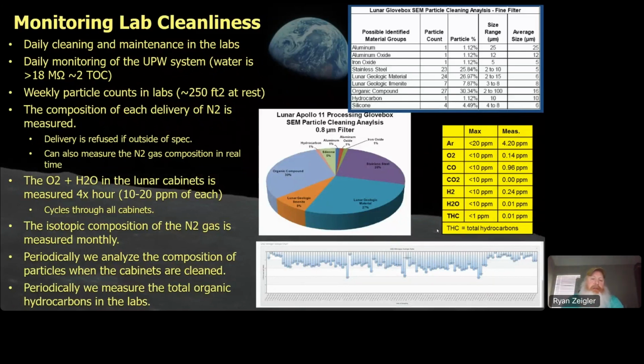We don't go through that process because it's sort of onerous. But every week, someone goes in with a particle counter and checks to make sure that we are within the allowable number of counts. And if we're not, then we try to figure out what's wrong and address it.